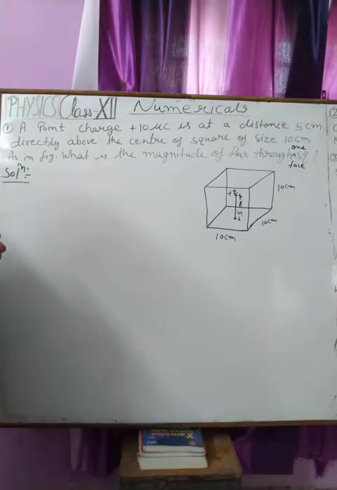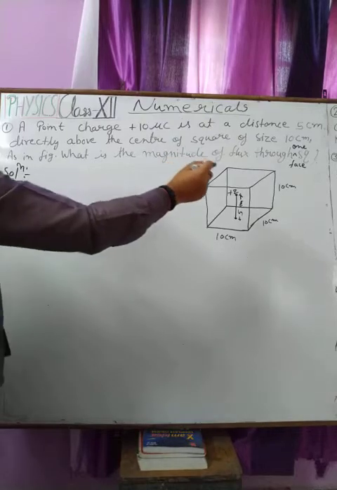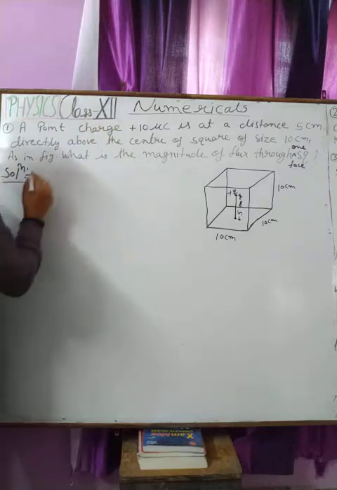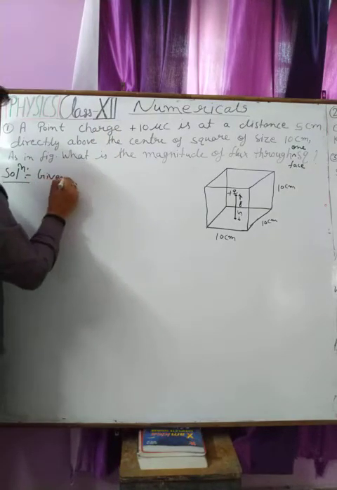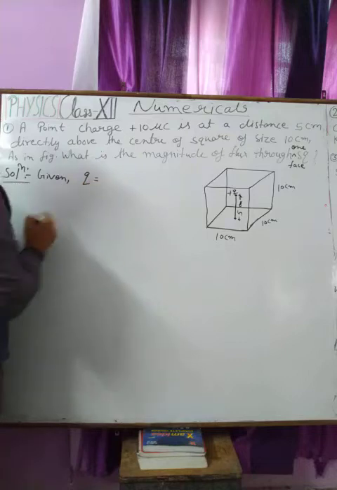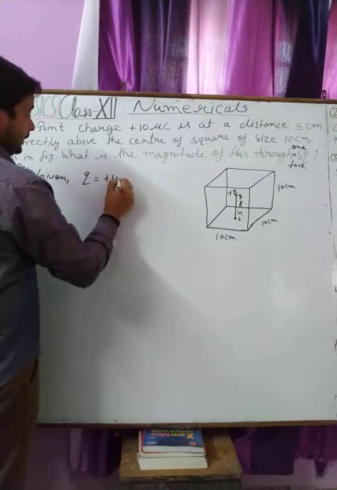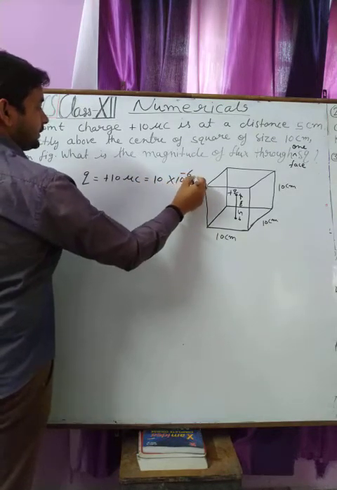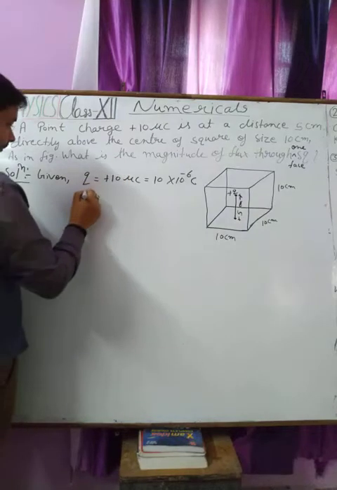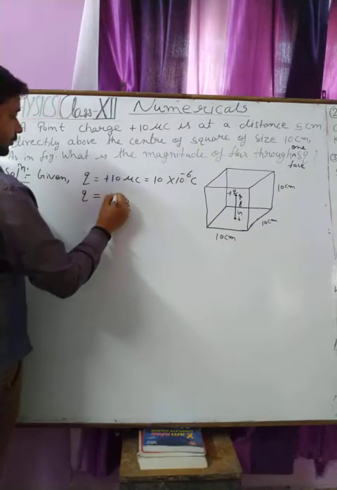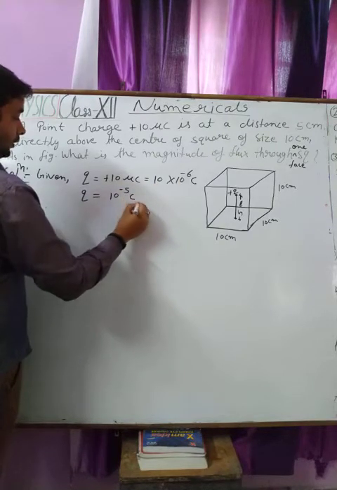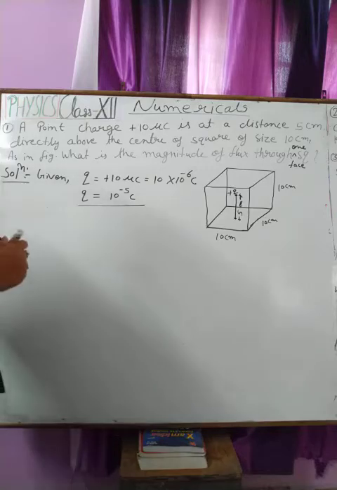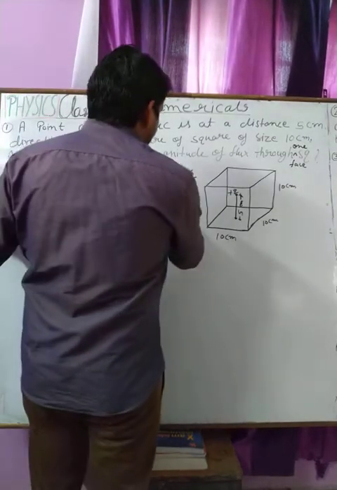What is the magnitude of flux through one face of the square? Okay, now for this we have the given charge, which is equal to plus 10 microcoulomb, that is 10 into 10 to the power minus 6 coulomb. This we can solve: Q is equal to 10 to the power minus 5 coulomb. This is the value of charge. We need to calculate here the magnitude of flux.